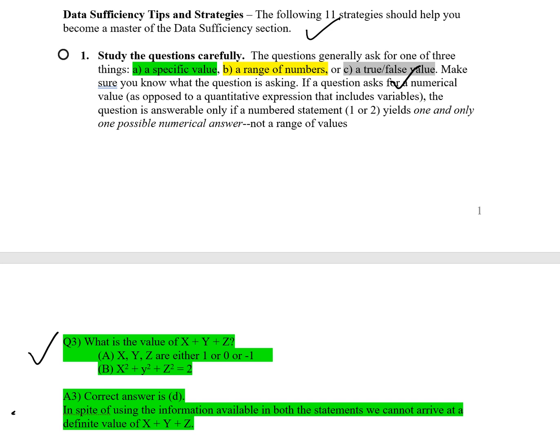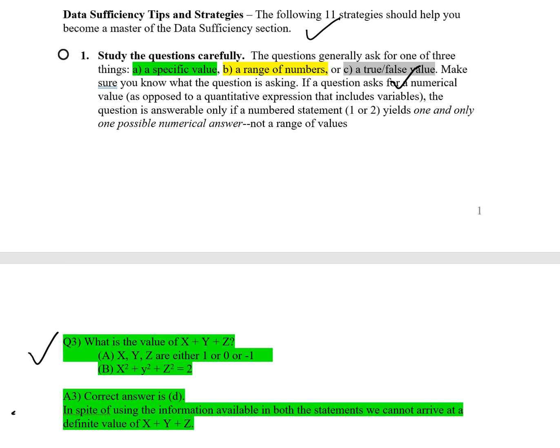So you need to study the question carefully, whether it has asked for a specific value, or a range of values, or whether it is a true false value. Okay, so let's talk about the specific value example. We'll take a couple of examples in between also, so that you can understand and relate to it. A specific value: what is the value of x, y, and z? That's the question. So don't look at the answer, please.